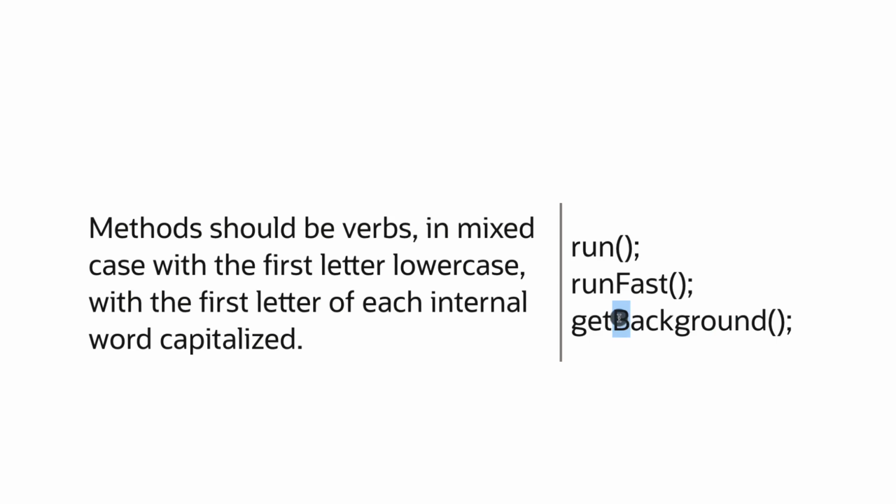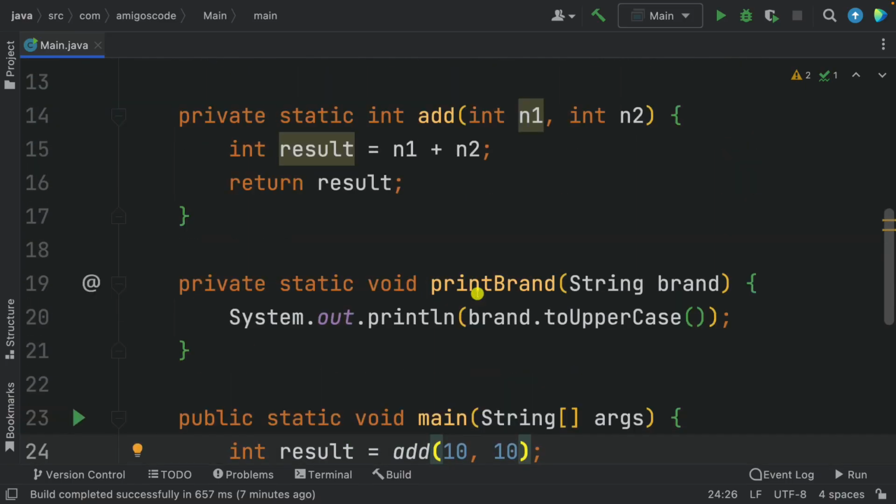Let's open up IntelliJ, and here, have a look. So I did this before, but I didn't mention it. Print, and then brand, for example, right? So if you have multiple words, this is how you're meant to name your methods.